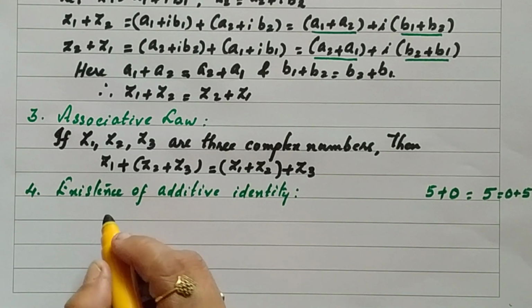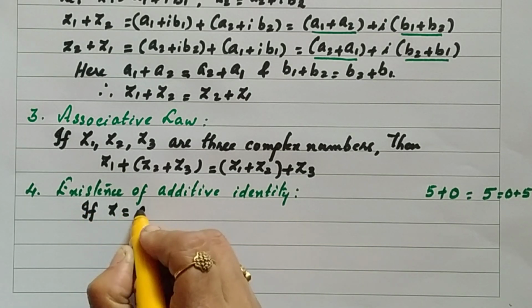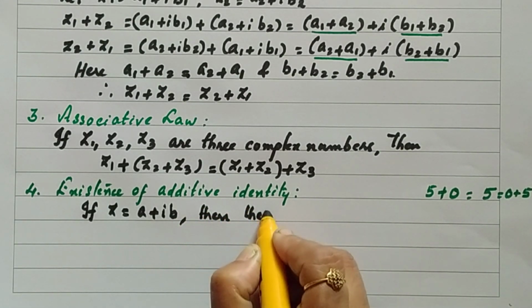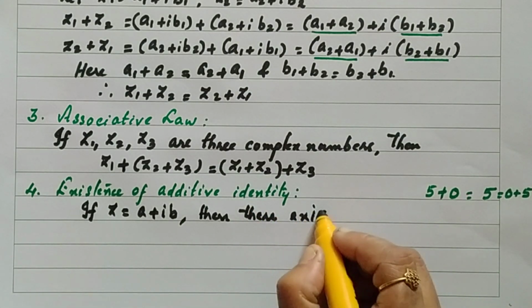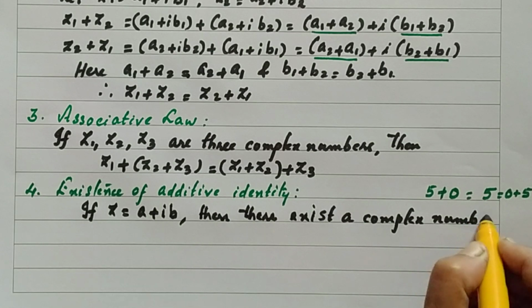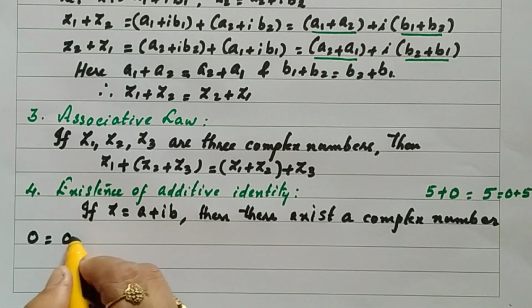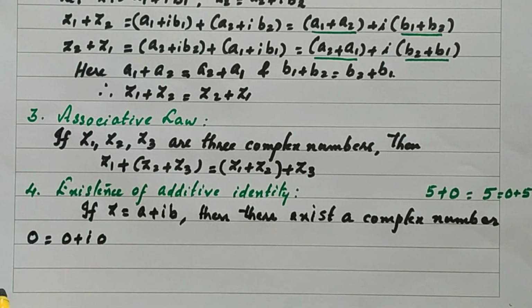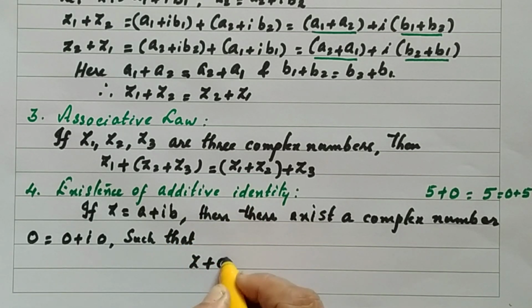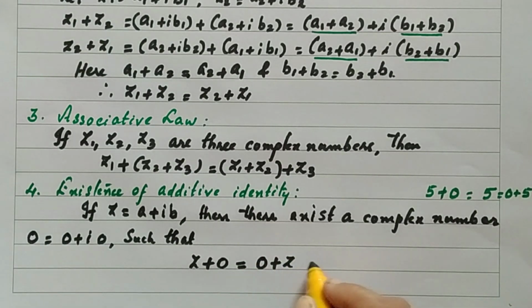In the same way, if Z equals a complex number A plus IB, then there exists a complex number, you know that 0 equals 0 plus I0, where real and imaginary parts are 0, such that Z plus 0 is the same as 0 plus Z. Both will give the number Z. So, as in the case of real numbers, the four properties hold: closure, commutative, associative, and existence of additive identity.